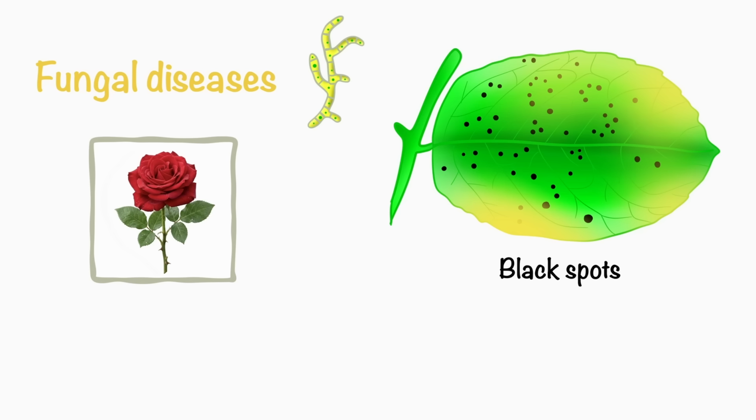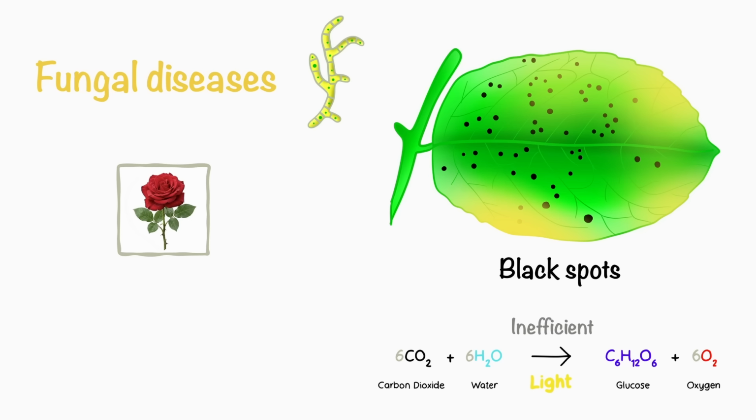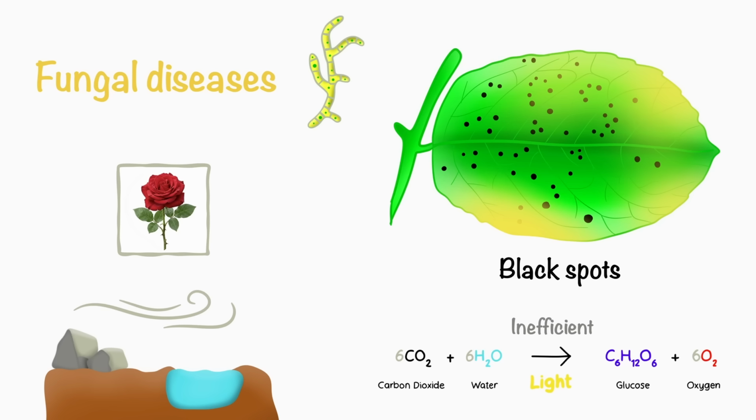This early leaf loss weakens the plant. When the plant loses its leaves, it can't photosynthesize as effectively. This means less energy for growth and flowering. The fungus spreads through the environment by water or wind. Wet conditions particularly favor its development.